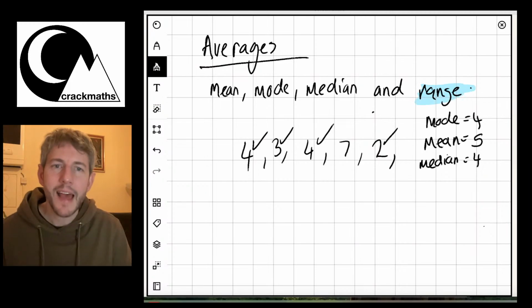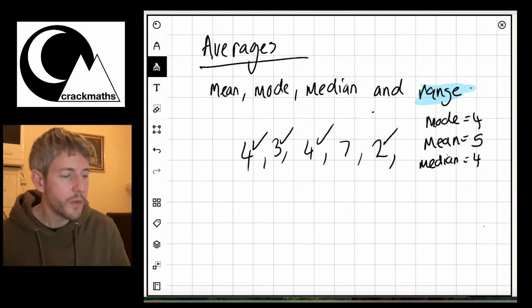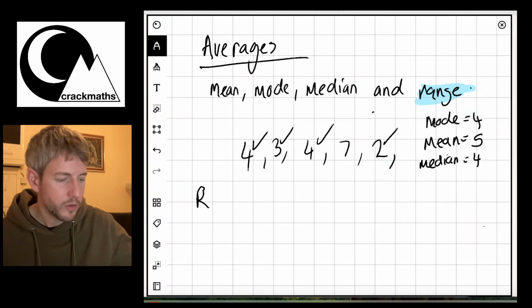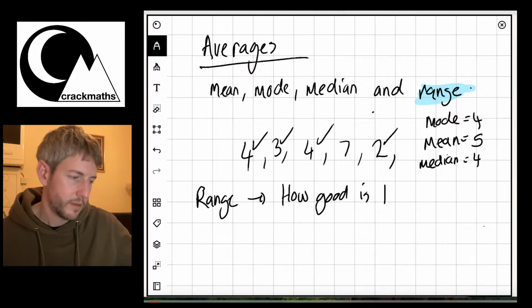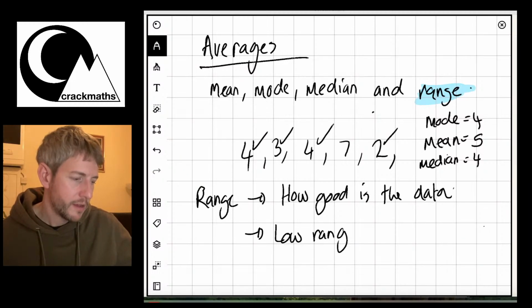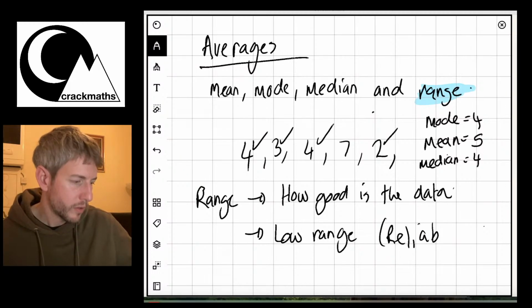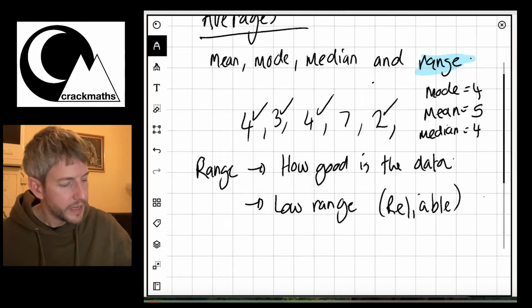Now, the range isn't actually technically an average. The range is like quality control. So the range tells you how good is your data. So the range says, how good is the data? And a low range means reliable. A high range means unreliable.